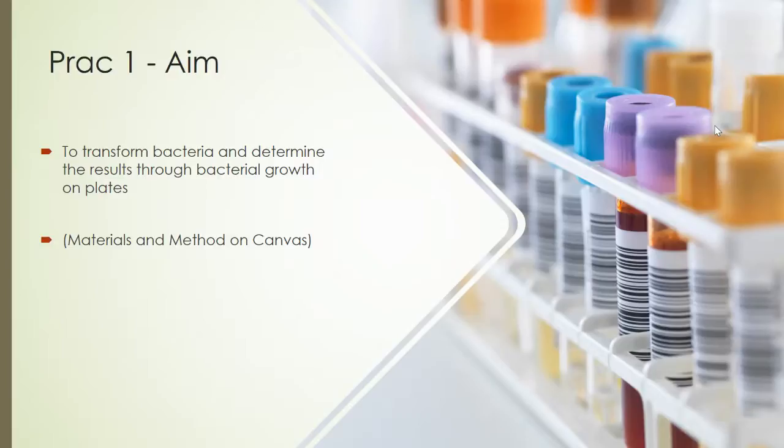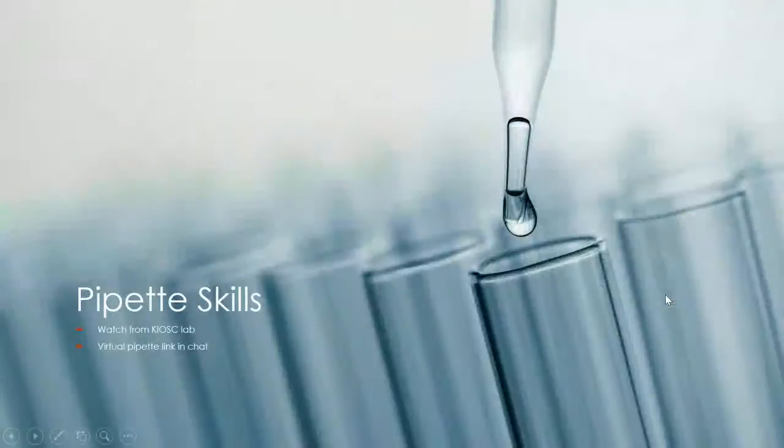So the first thing, we're going to go over our first prac. So the aim is to transform bacteria and determine the results of the bacterial growth. Now, all your materials and methods are up on Canvas. So if you were with us, you would actually be doing this prac. So it's a bit sad because we would love for you to be here doing it, but sadly during these times we're not allowed to.